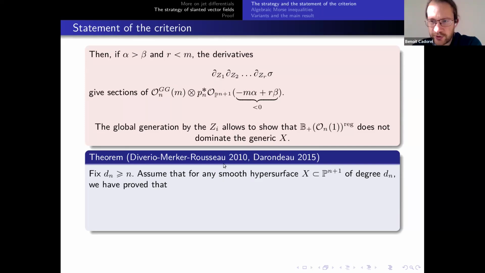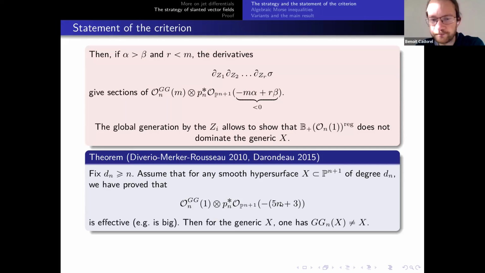So using the results for the effectivity of, using the value of beta that was computed by Darondeau, and Merker before him, but Darondeau gave the better result, you manage to prove the following. So this is the first step of the strategy with beta equal to 5n plus 3. So using the first step of the strategy, if you prove this thing, which is the second step of the strategy, sorry, with alpha equal to 5n plus 3, then for the generic X, the Green-Griffiths jet locus does not equal the whole X.